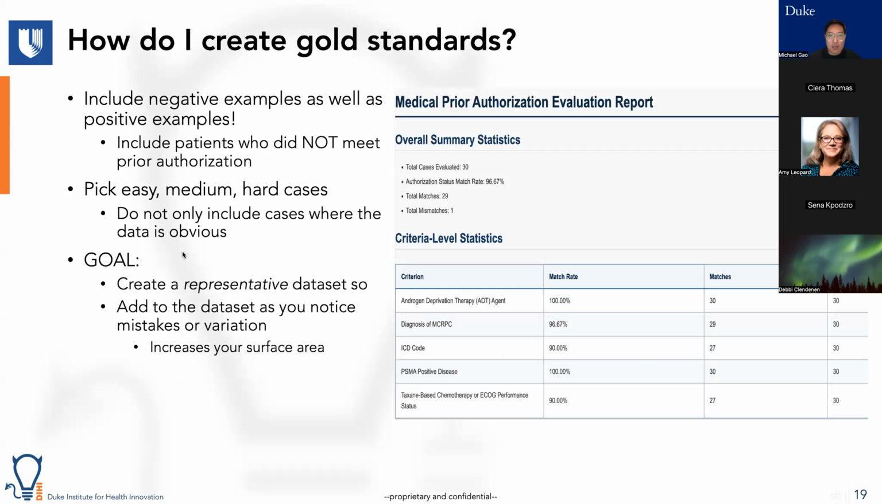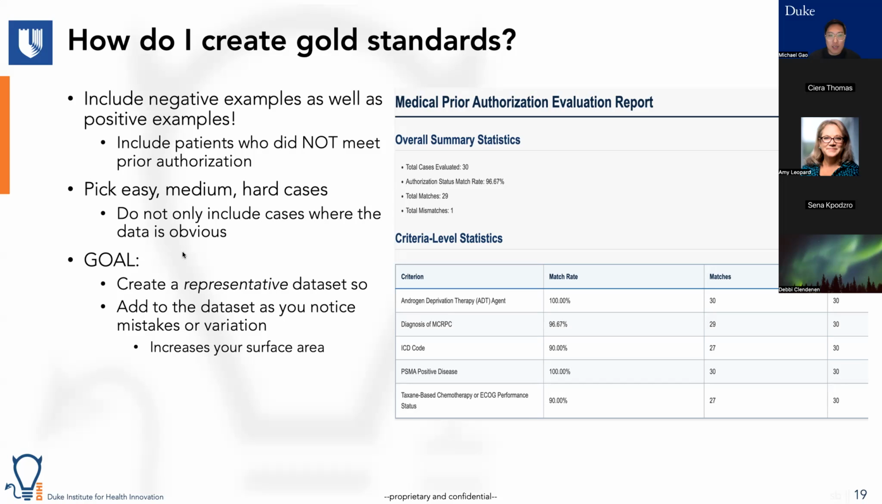Now, creating a gold standard data set is not as simple as just handpicking a few examples and saying, okay, this is the example that I want to label, and if it gets this correct, I'm assuming it gets it correct for all of my downstream use cases. And so some of the things that we've found to be very important in this is that you want to include negative examples as well as positive examples.